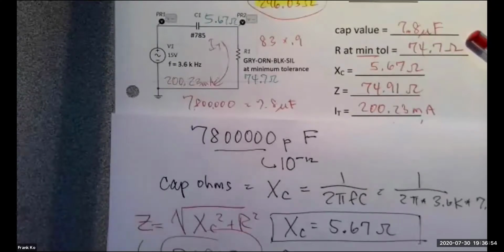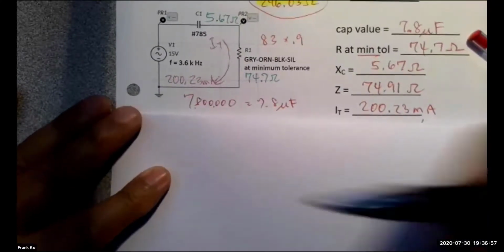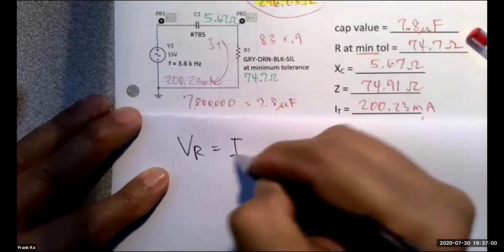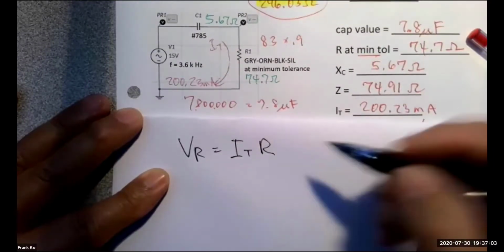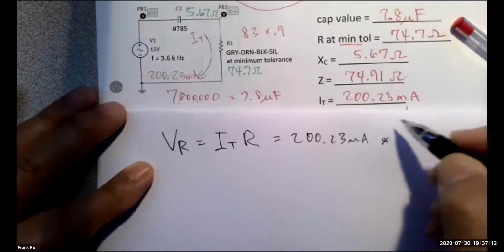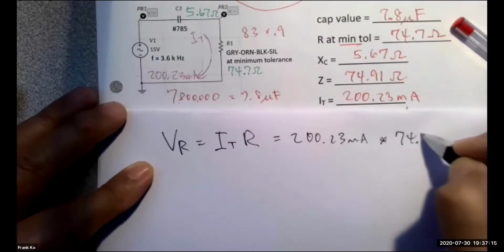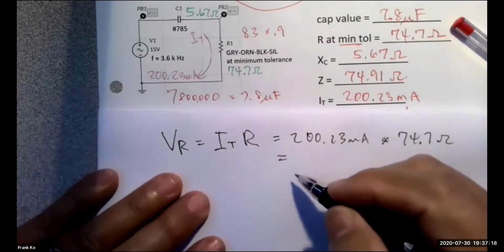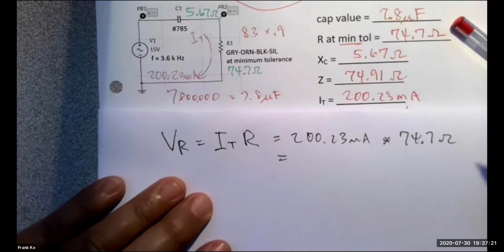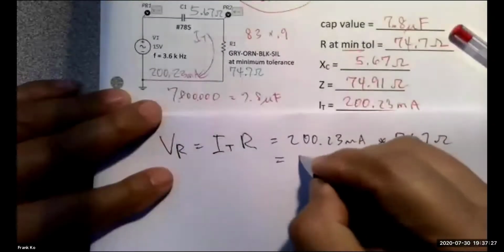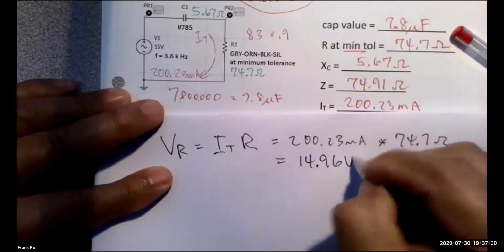You take the current and then you multiply it by the resistor value. Precisely. It's Ohm's law. So my VR is equal to my IT times R. And we just calculated IT as 200.23 milliamps. We're going to multiply by the R value we determined earlier, 74.7 ohms. And what is my VR going to calculate to be? 14.95 volts. That works out to be, yeah, that's fine. I calculate 14.96 volts for VR.